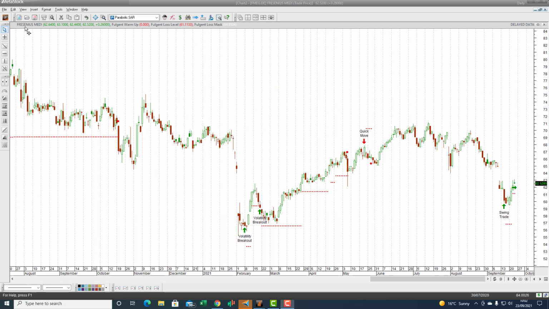Next up is Fresenius Medical Care, fmeg.de. Now you can see here back in February, a lovely volatility breakout, two nice trades. They captured that entire move. A quick move to the downside. You can see how quick those moves are.